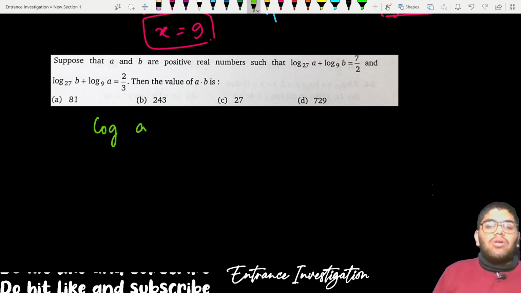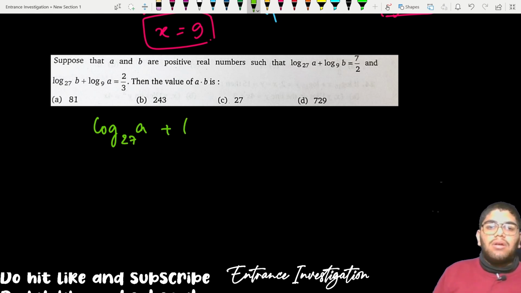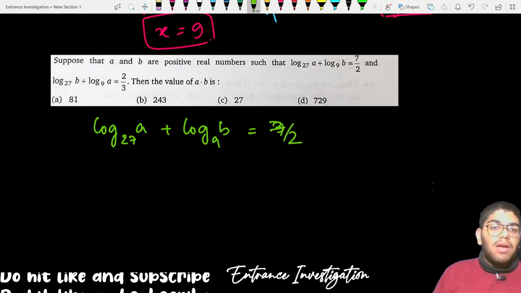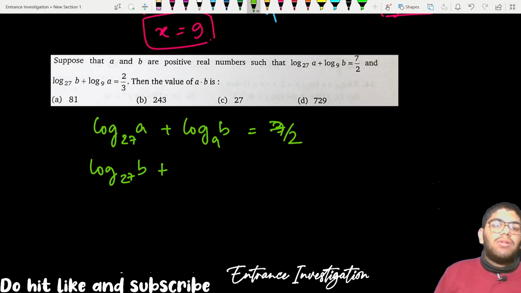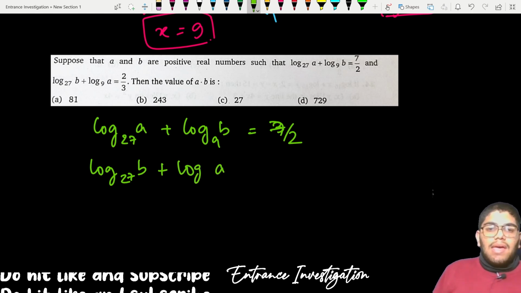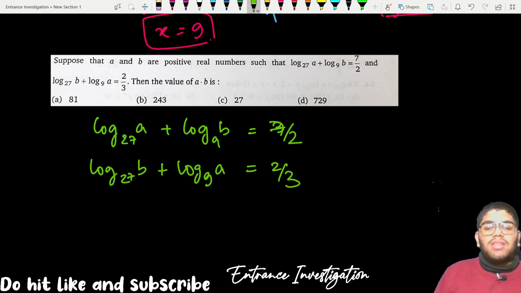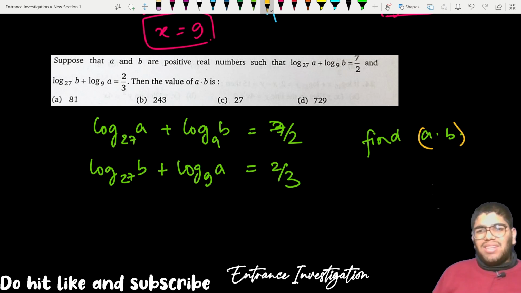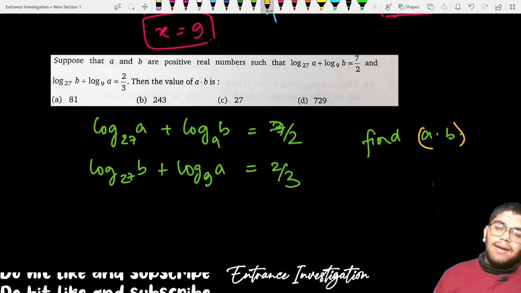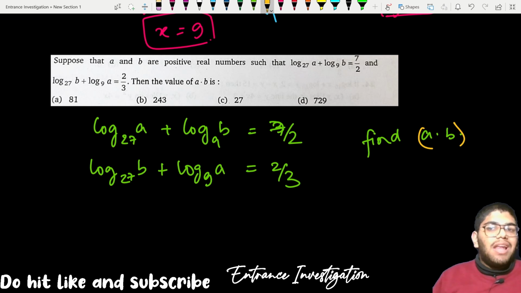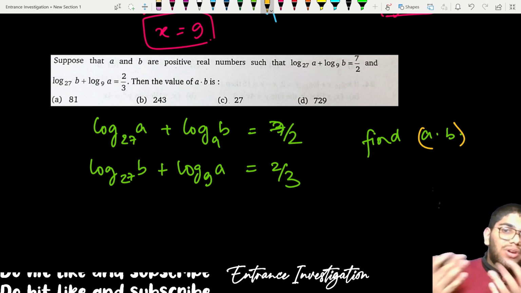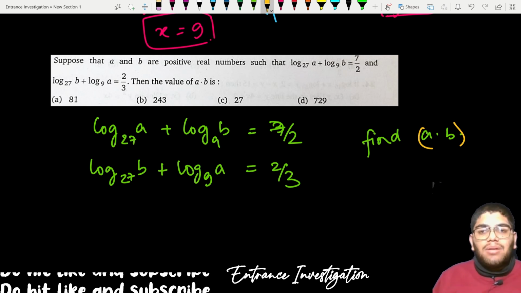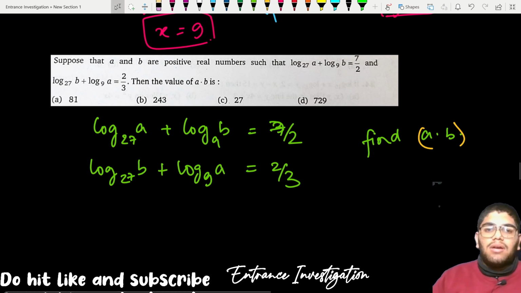So this is log of a base 27 plus log of b base 9, this value is 7 by 2, and log of b base 27 plus log of a base 9 is equal to 2 by 3. Find a times b. Okay, very easy. How will a into b come? When we bring it into a product inside the log. If we take the log, this becomes something like log a plus log b.